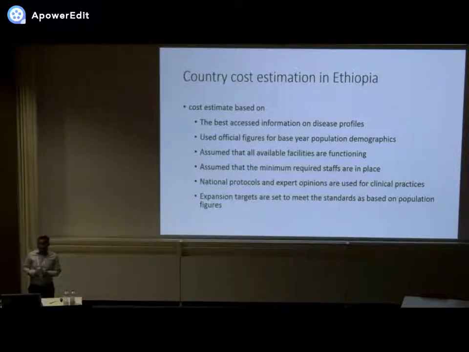So we are doing a country-level estimate for universal health coverage, including more than 1,000 interventions for the Ethiopian Essential Health Service Package. We are using the One Health tool, and cost estimates are based on the best data at the country level, and we use official figures for base year population and demographics. We use the same costing approach as what you did in Indonesia, and the country-level estimate Karin was doing, and I think Karin is also part of this work.